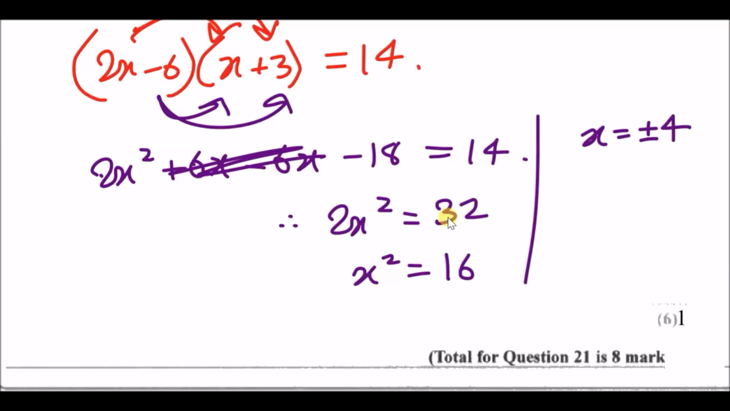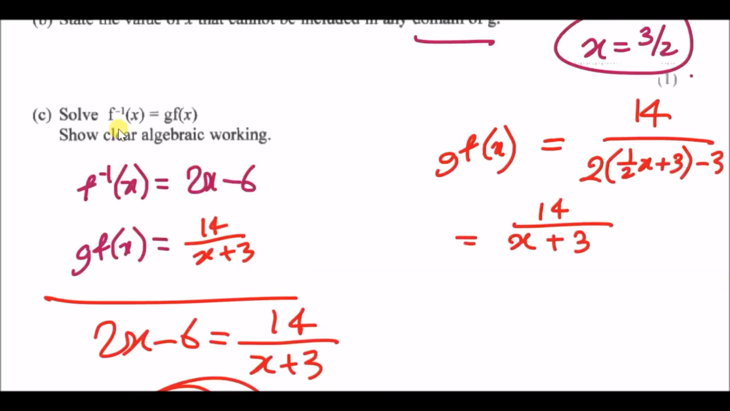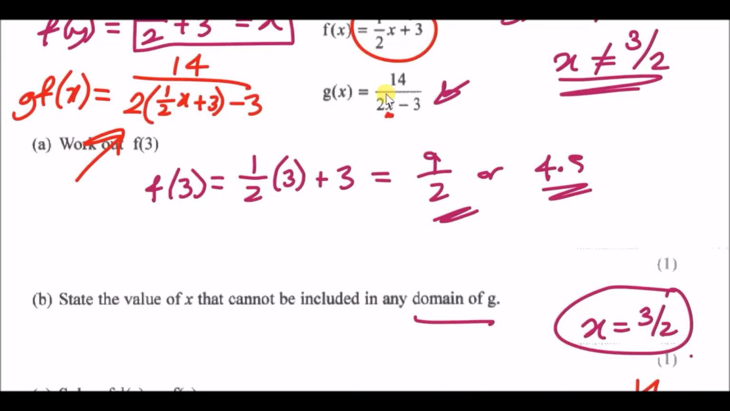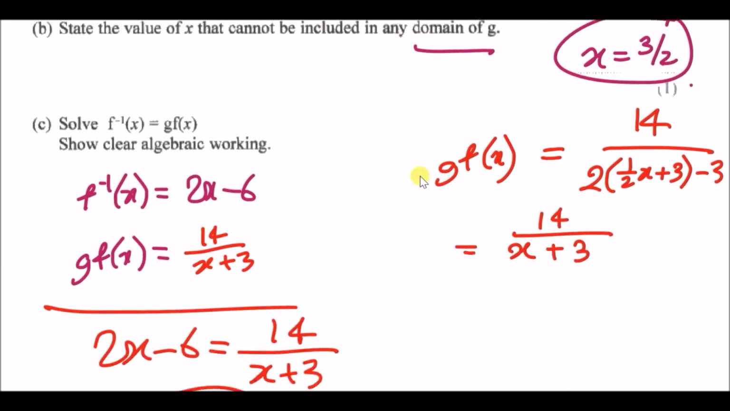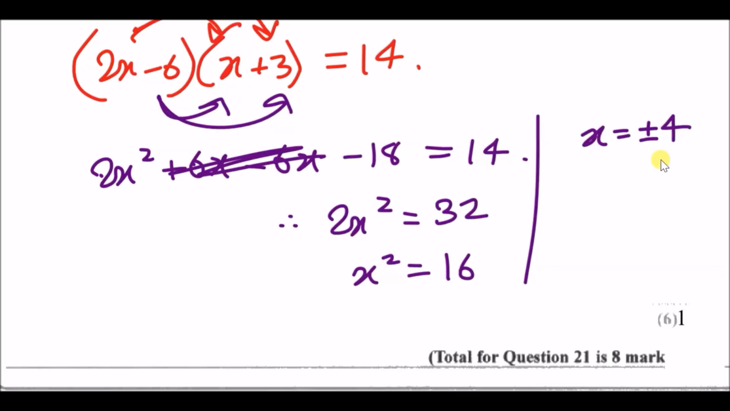Now to check which x value is correct, it says here, anything about x, is x positive? Nah, it doesn't say anything about x. If it doesn't tell you anything about x, then the answer is plus minus 4. If it tells you x is negative, then minus 4, x is positive, plus 4, and so on.